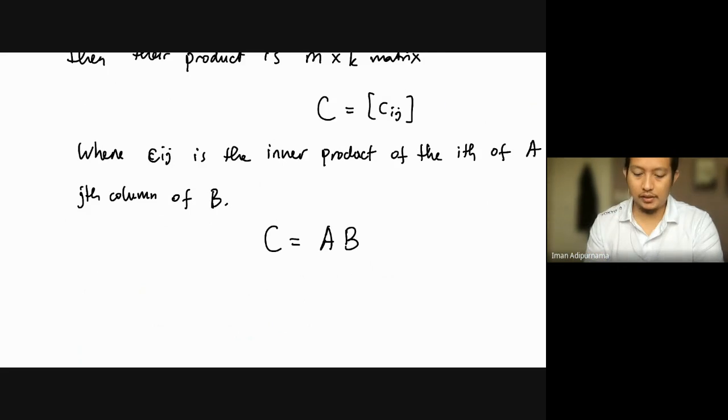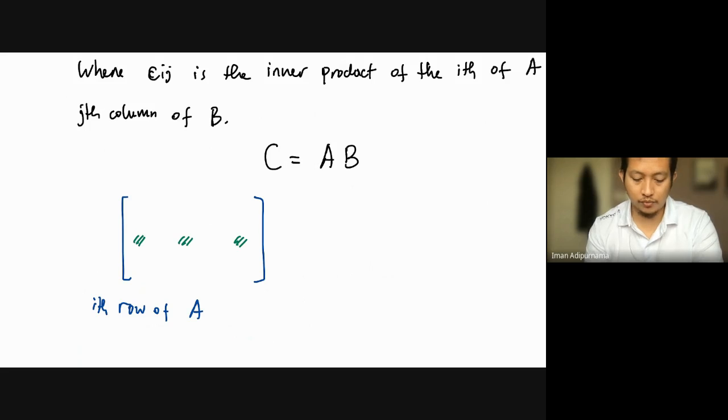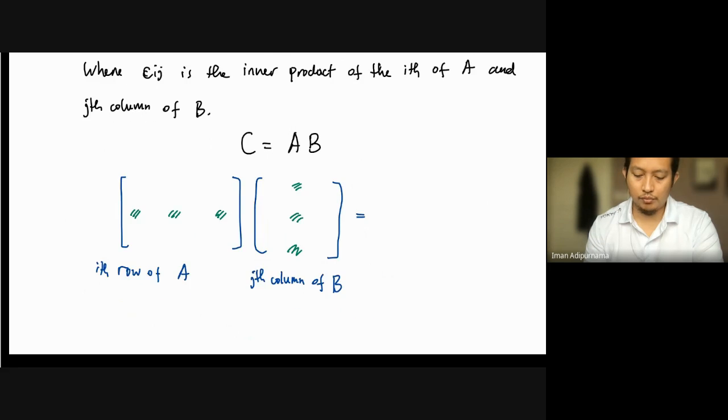Perhaps I can show you how it's done. Let me show you the illustration. This will be a row of A, one row of A, and this will be some column of B. And this would be resulting in C.